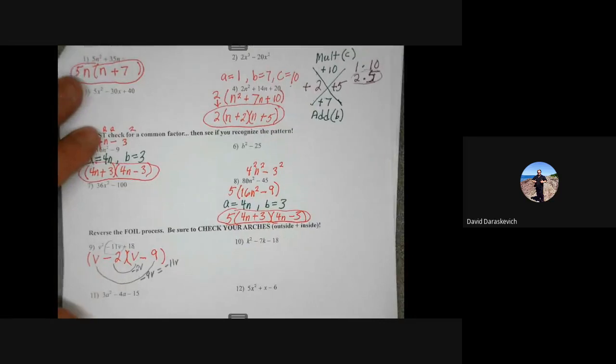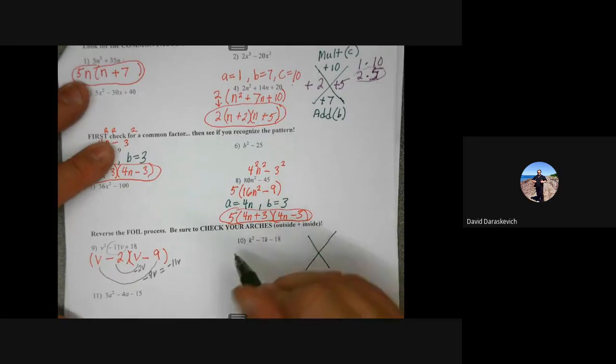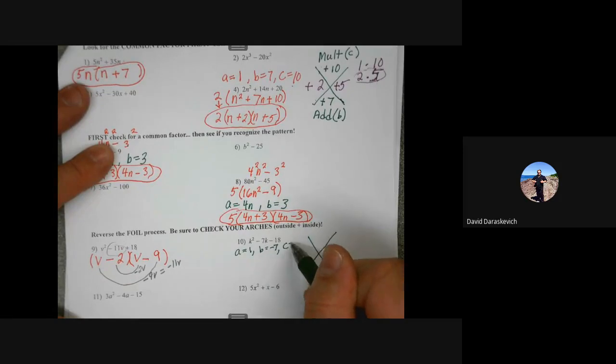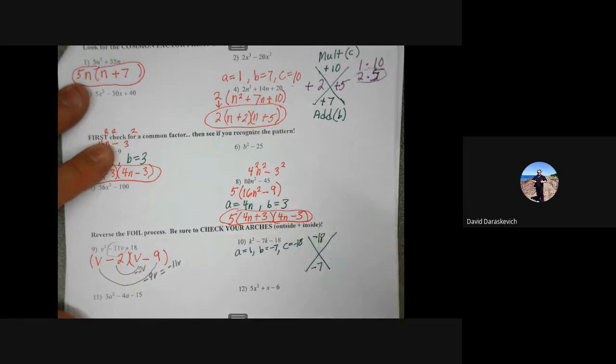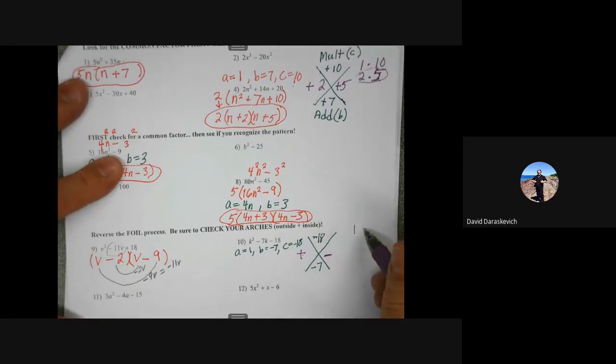I like doing the X thing if I had to do a method. My A is 1, my B is negative 7, my C is negative 18. These are two numbers being multiplied to get a negative, so one has to be positive, the other negative. Positive times negative is negative. Factors of 18 that are going to subtract, because these are different: you've got 1 and 18, 2 and 9. Actually, since these subtract, 2 and 9 is going to work fine.